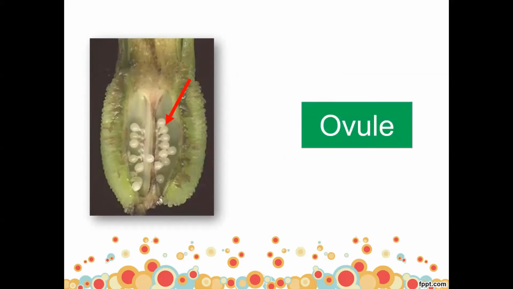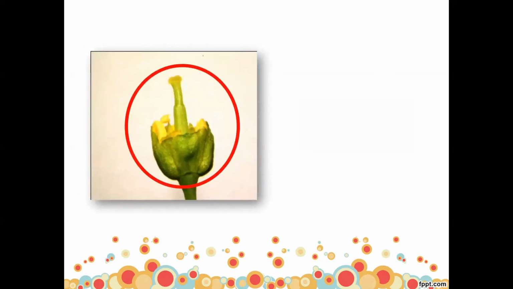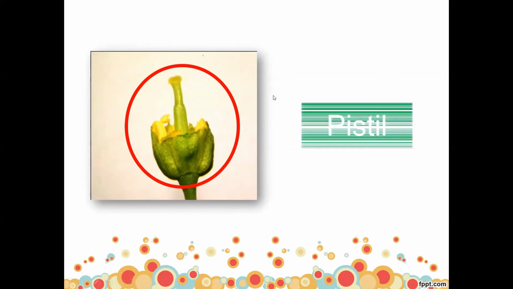What is that? Oval or egg? Okay, this part, stigma. Okay, this whole thing, what is this? We have the stigma, the style, the ovary. All together, it is called what? Pistil. Okay.